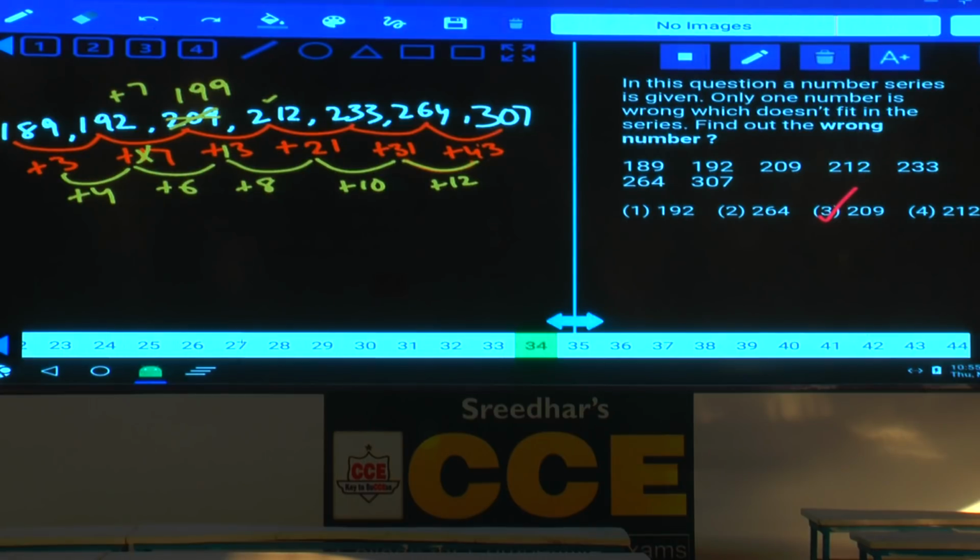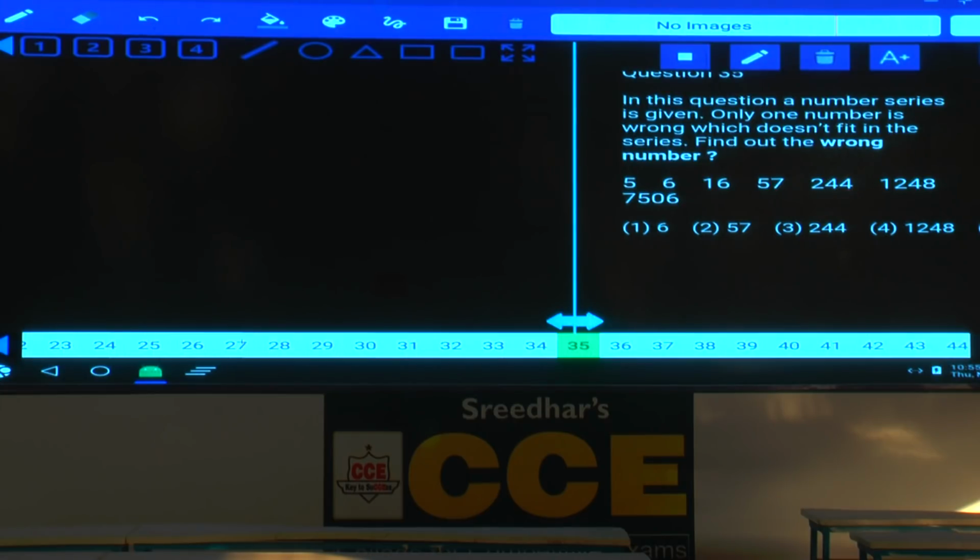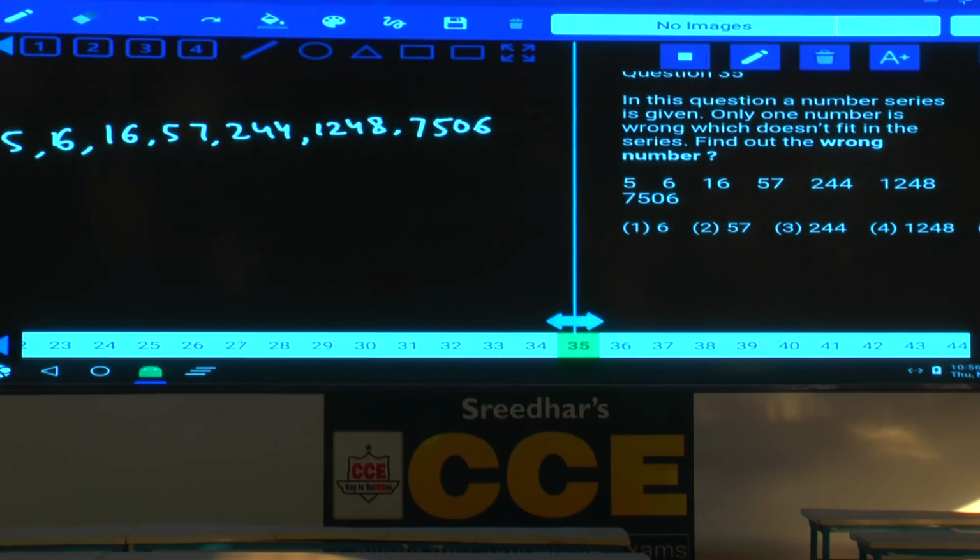And this is about question number 34. Next question number 35. Clear now? Now in this 35, the numbers are 5, 6, 16, 57, 244, 1248 and next one 7506.